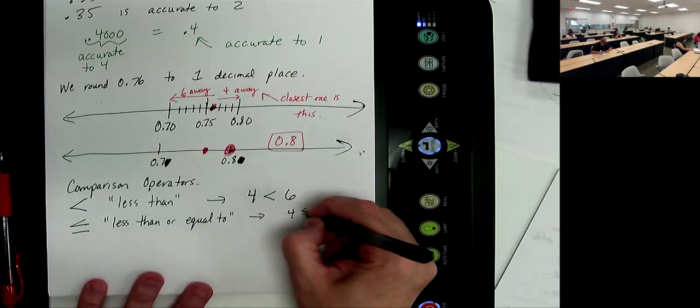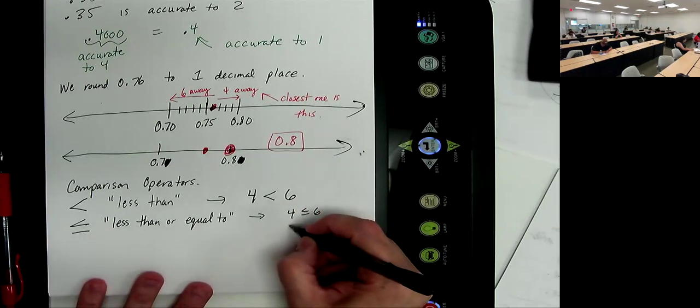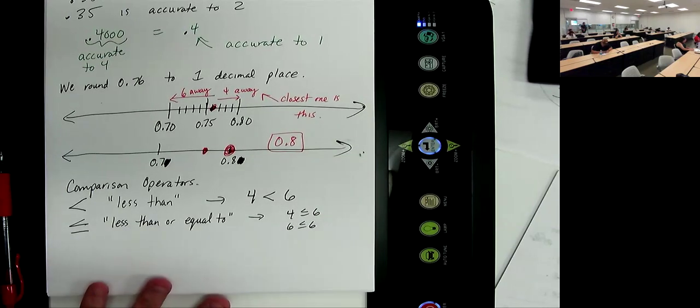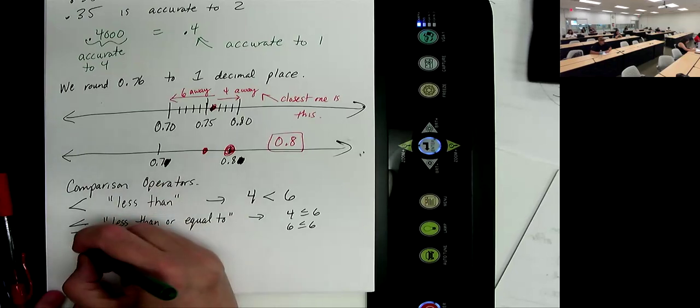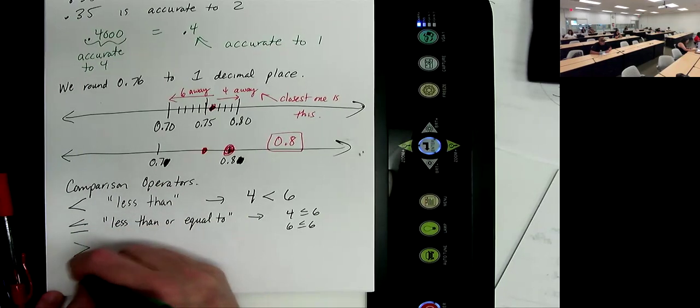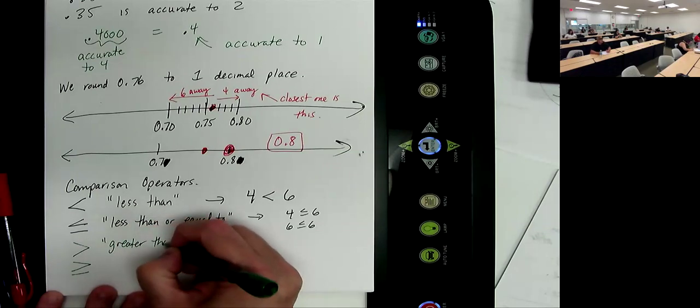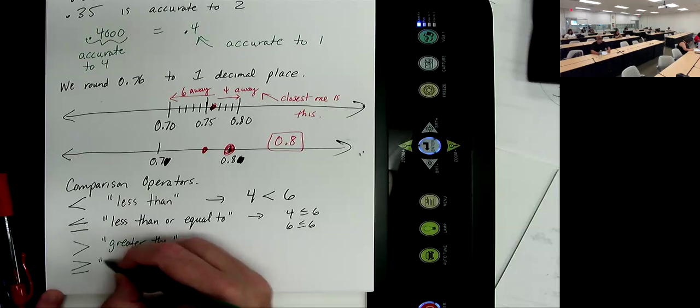This one is less than or equal to. 4 is less than or equal to 6, but 6 is less than or equal to 6 also. So here it can be either less than or equal to. Then we have our other ones, the ones that open to the left: the greater than, and greater than or equal to.